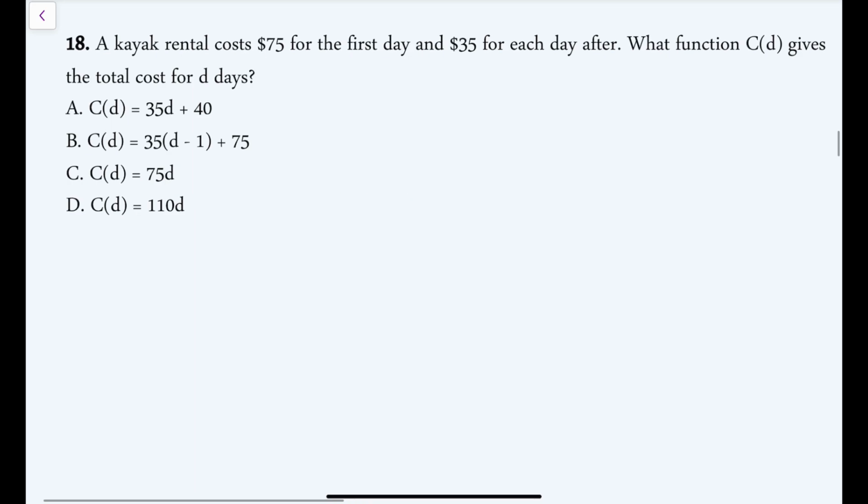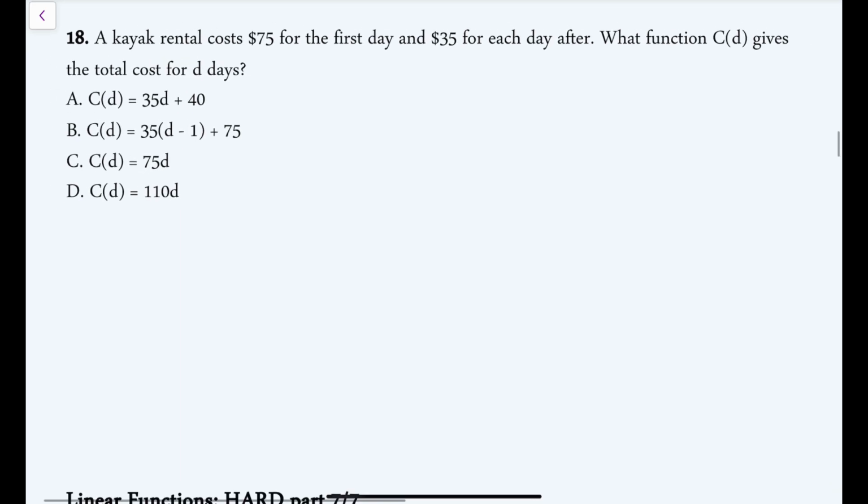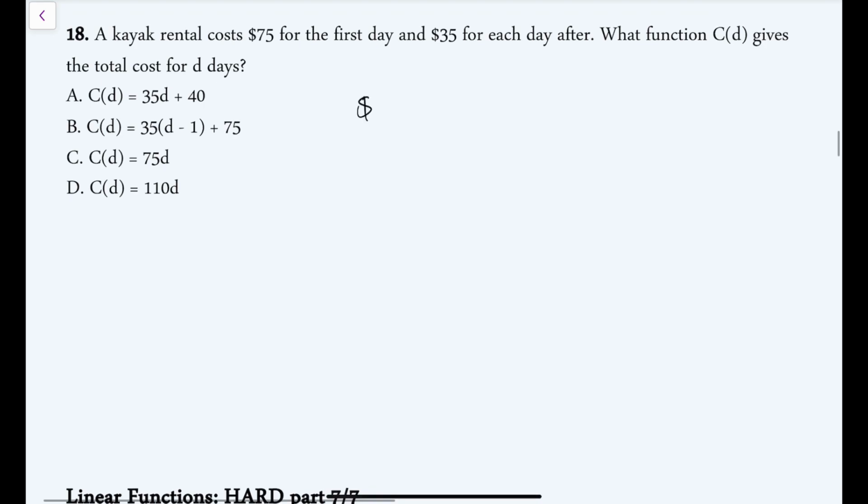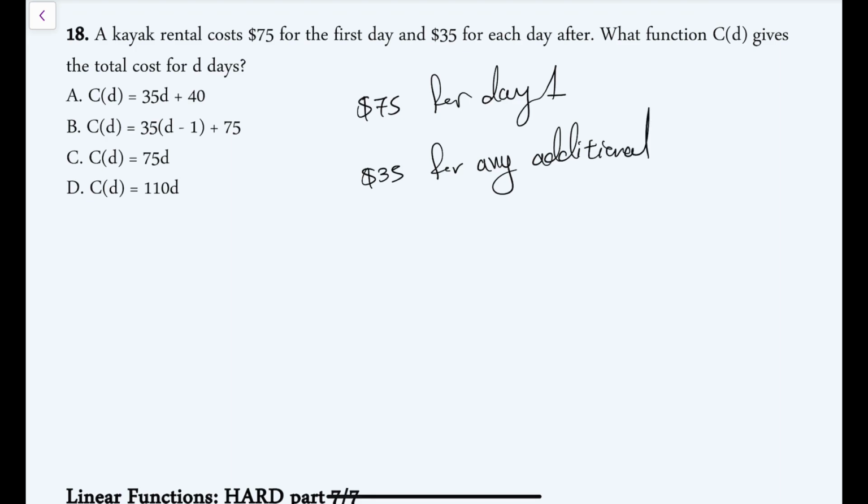A kayak rental costs $75 for the first day and $35 for each day after. What function gives the total cost for d days? This is exactly the same as before, okay? $75 for day 1. $35 for any additional day. Okay? So the total cost, C of D, is going to equal $75 for the first day plus number of days minus the first day, because we're not going to count that one, multiplied by the daily rate, which is $35.